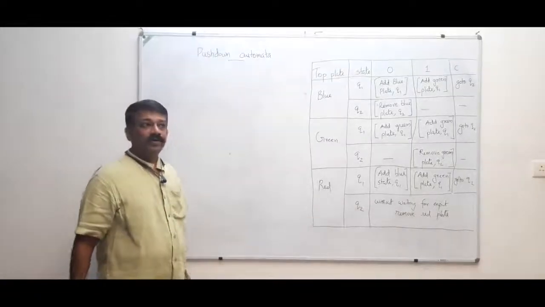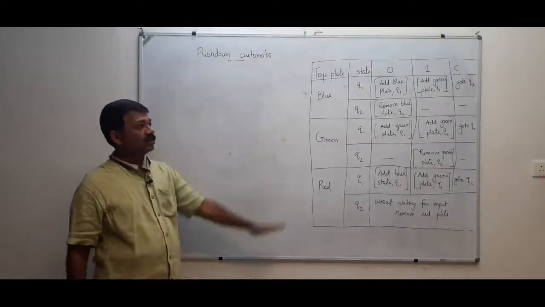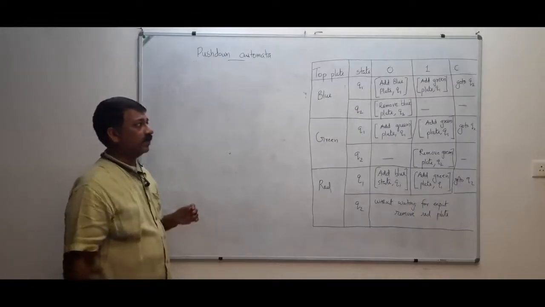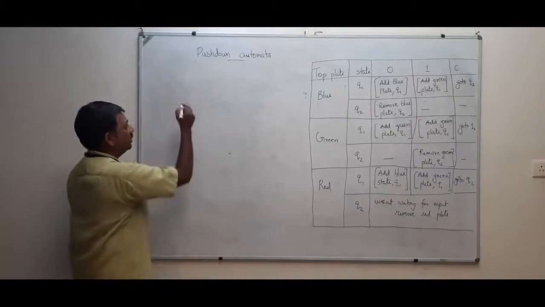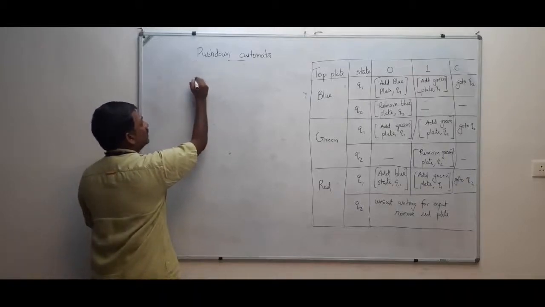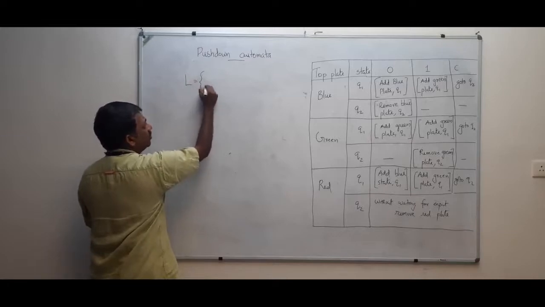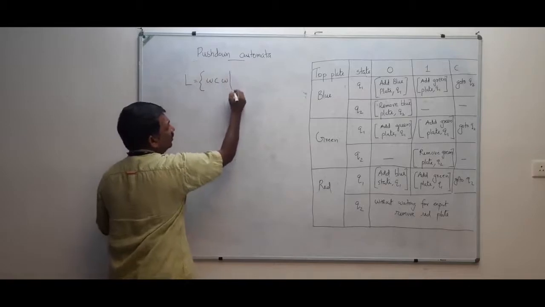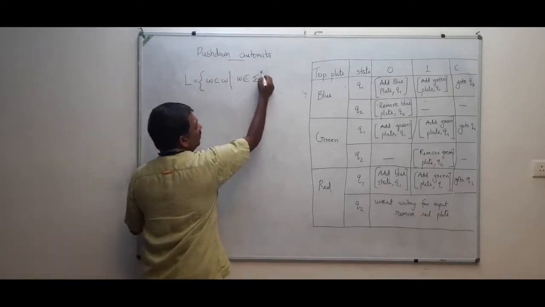Now we are going to discuss how a pushdown automaton works. Here I am going to design a pushdown automaton which accepts the language L equal to WCW, where W is an element of sigma star.